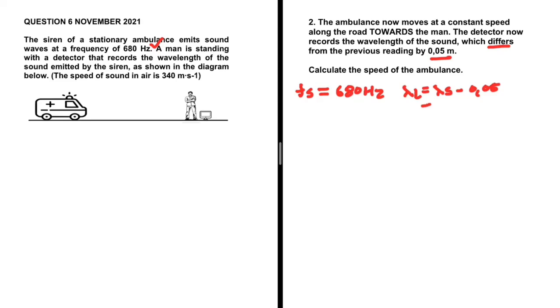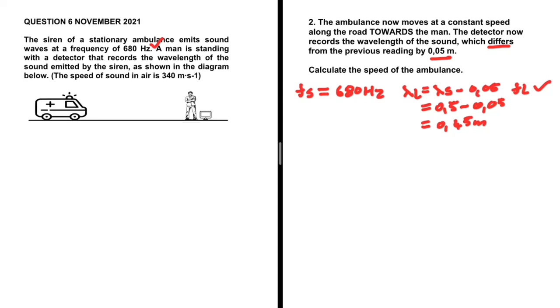Right. So the initial wavelength, we know that it was 0.5. So 0.5 minus 0.05 is 0.45 meters. So that is the wavelength that is experienced by the listener, which is detected by the detector. Right. So from this wavelength, obviously, we can go ahead and find the frequency experienced by the listener, the frequency observed.